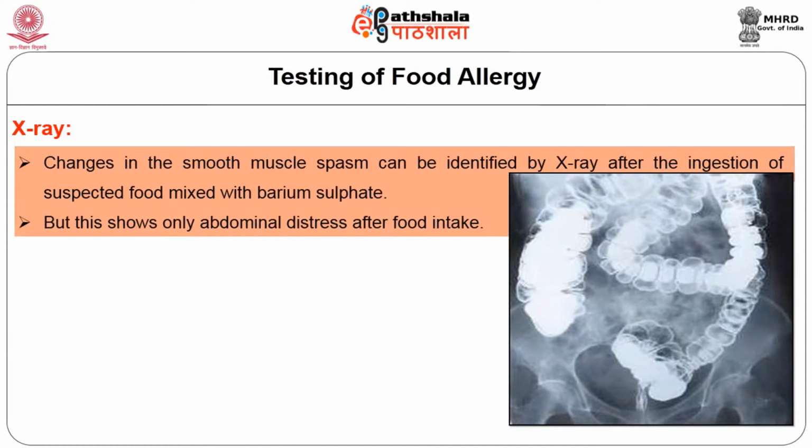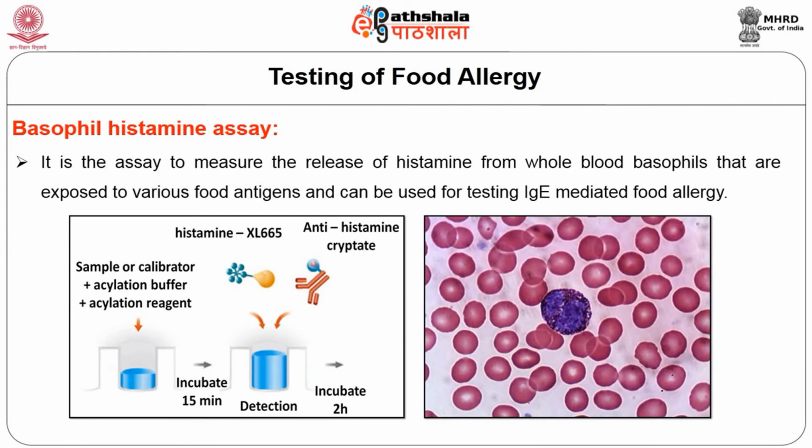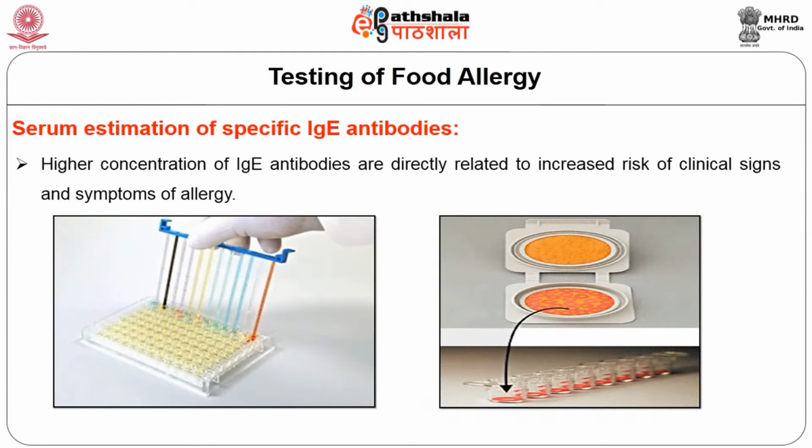Changes in the smooth muscle spasm can be identified by X-ray after the ingestion of suspected food mixed with barium sulfate, but this shows only the abdominal distress after food intake. Basophil histamine assay is an assay to measure the release of histamine from the whole blood. Basophils that are exposed to various food antigens can be used for testing immunoglobulin E mediated food allergy. Higher concentration of immunoglobulin E antibodies are directly related to increased risk of clinical signs and symptoms of allergy.